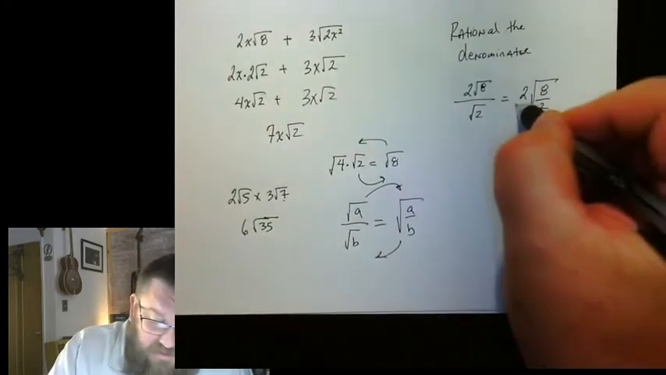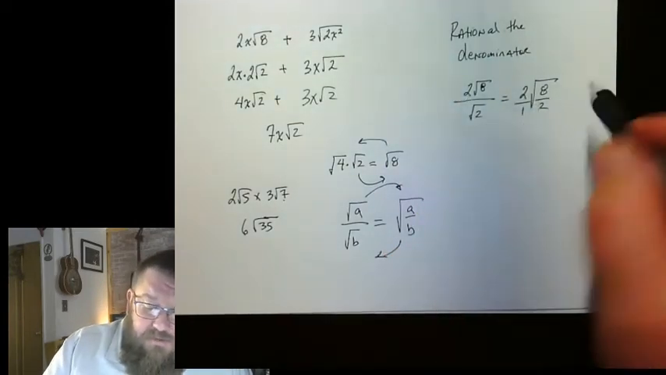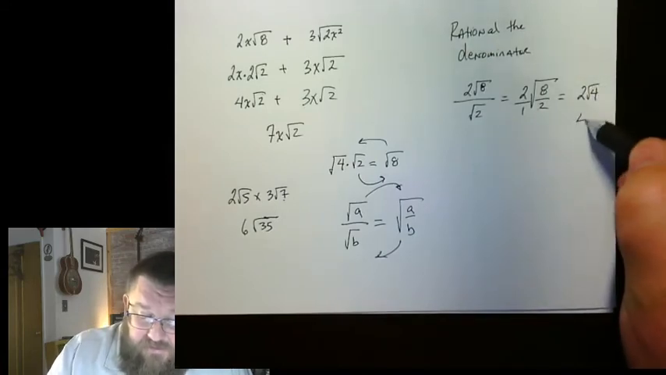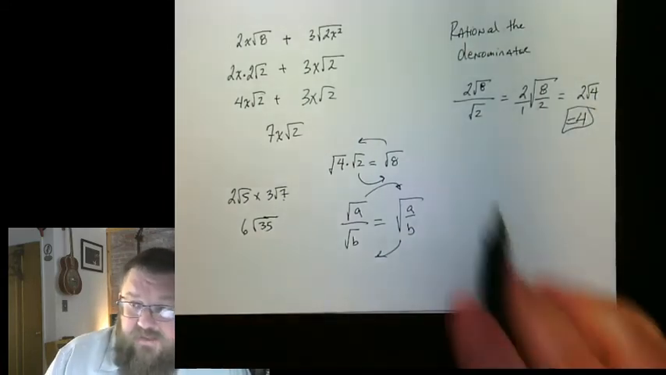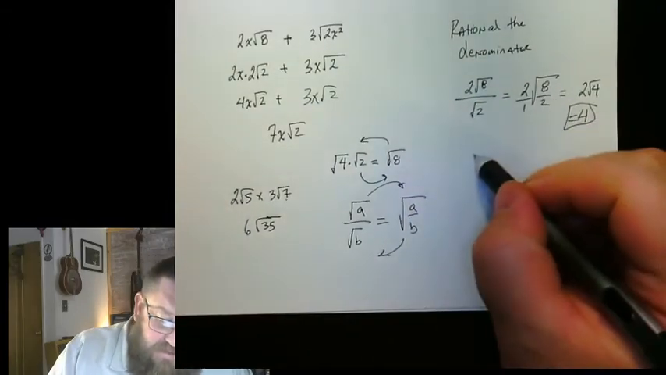You see, this is really 2 over 1, right? 2's in the numerator. 8 divided by 2 is 4. So this would be 2 times the square root of 4, and the square root of 4 is 2, so the whole thing is just equal to 4. This equals 4. Boom, done. You see? So let's see another example.